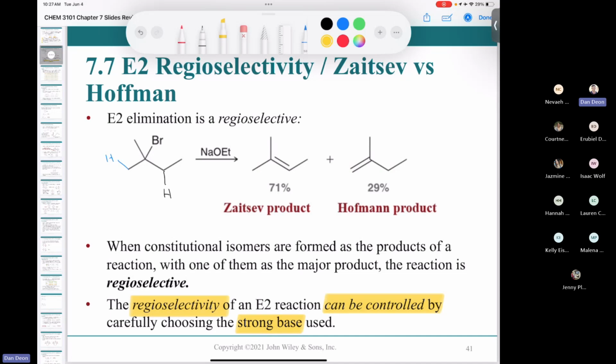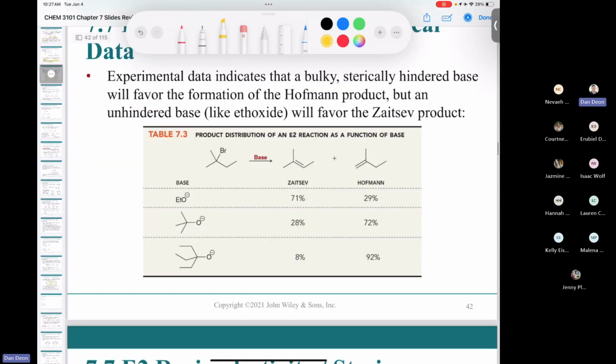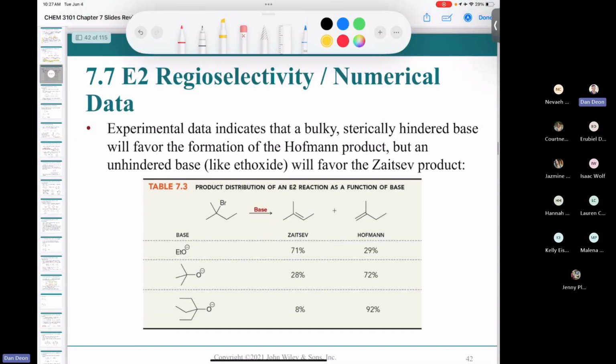However, if we use a bigger and bulkier base, it's actually going to produce mostly the Hoffman product. So let's take a look at that. This is some data that is summarized in a table here. This is our substrate, our 2-bromo-2-methylbutane. Here's the Zaitsev, here's the Hoffman, and these are their distributions.